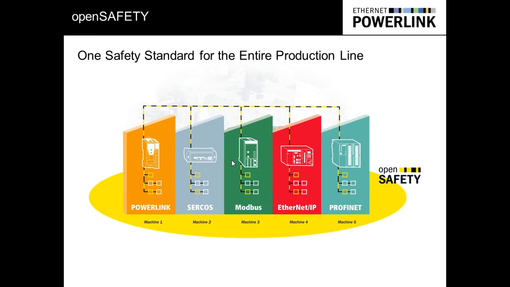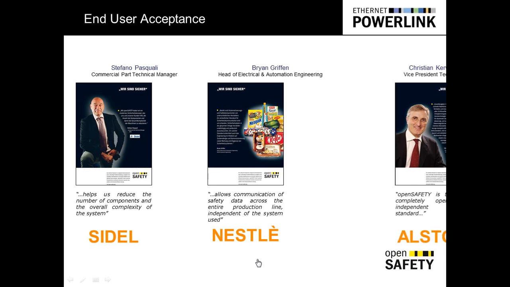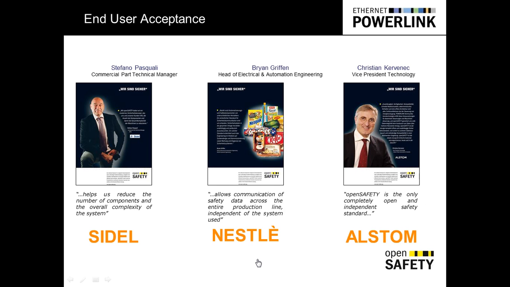And what that means is that if I have a manufacturing line built on a bunch of machines, where those machines are built by different machine builders, I could theoretically have a machine that's POWERLINK based, SERCOS based, Modbus based, Ethernet based, so I could have all these different machines. I can connect them all to the same network and they will all speak Open Safety. So that's a very nice way of unifying my safety on my manufacturing line. Open Safety today is actually being used by Sidel, by Nestle, and Alstom, and that's also going into their specification when they put out bids.